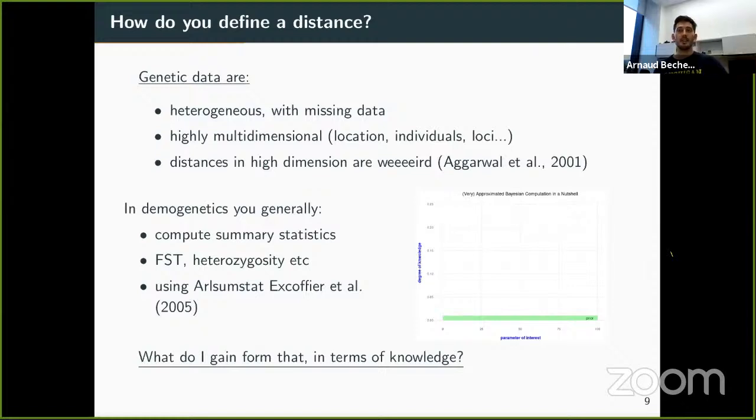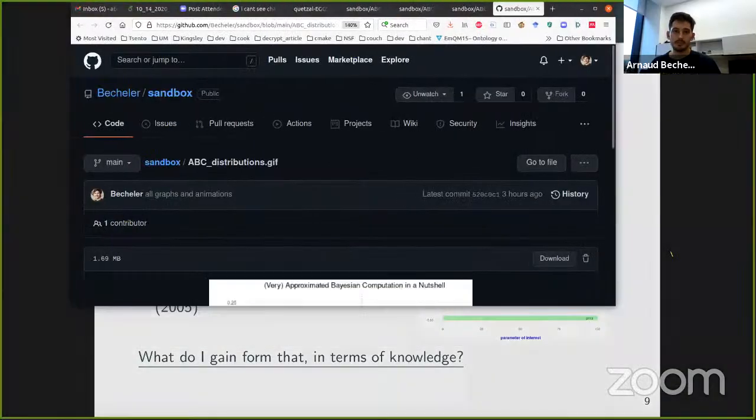And we will see that later, but now the best approach you can do is to use RSunStat by Excofear and co-author. You compute as many summary statistics as you want, and now you just give that to the method. But it's quite a recent development. But the question that still remains at the end is, I will show you just before that, this idea of the distance, how it works.